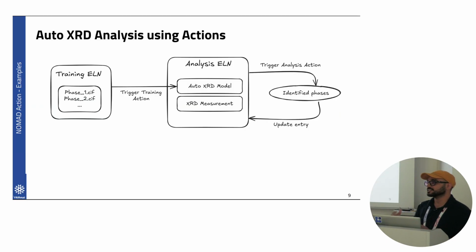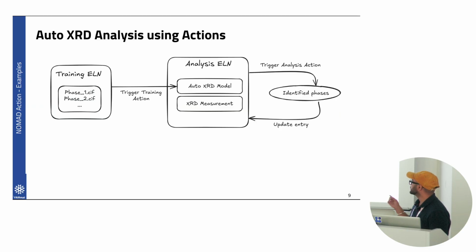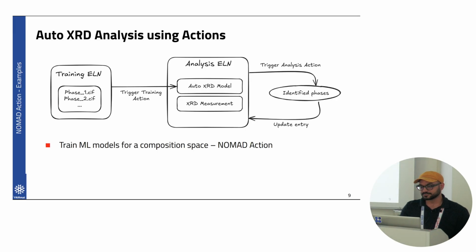And then in a second action, we use this model for running the analysis, or the phase detection, in XRD data in this analysis ELN. And there we also combine it together with the XRD measurement data already available in NOMAD as NOMAD entries. And then we trigger a second action for the analysis. We get some identified phases, and then we use these results to update the entry.